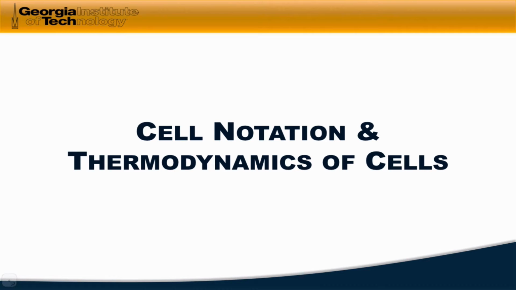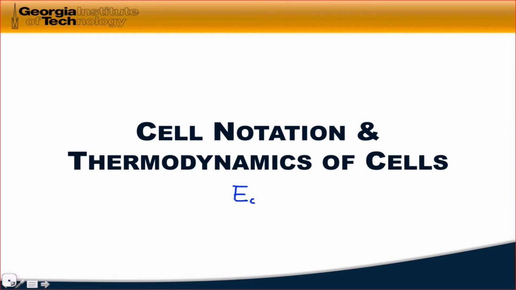Now that we've seen how galvanic cells are designed, built, and cause electrons to flow due to a spontaneous redox reaction, let's look at cell notation, which is a convention for representing galvanic cells in textual form. We're also going to look at the thermodynamics of cells and connect, for example, the voltage across a cell, which we'll write as Ecell, to the delta G associated with the spontaneous redox reaction that occurs within the cell.